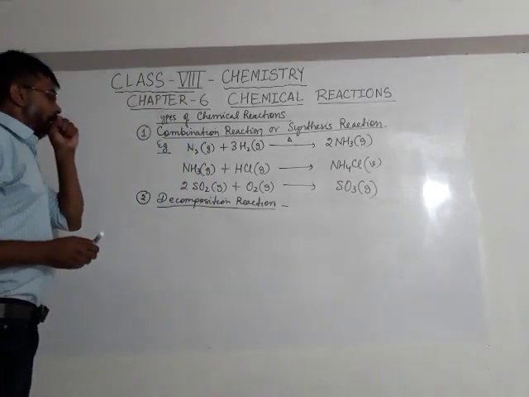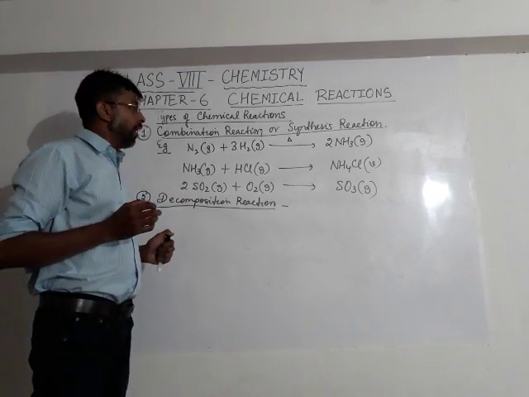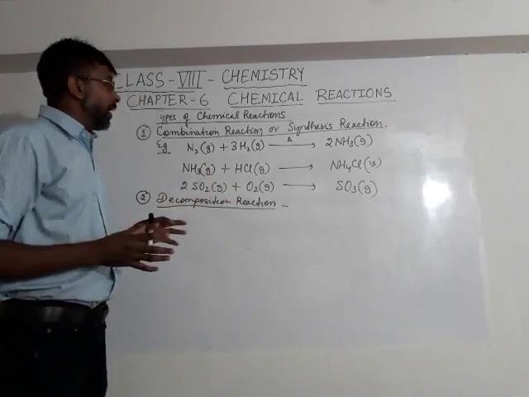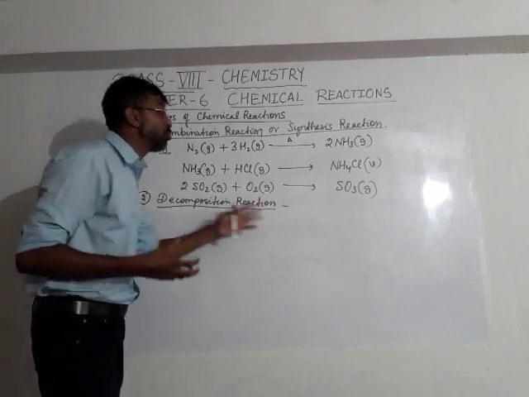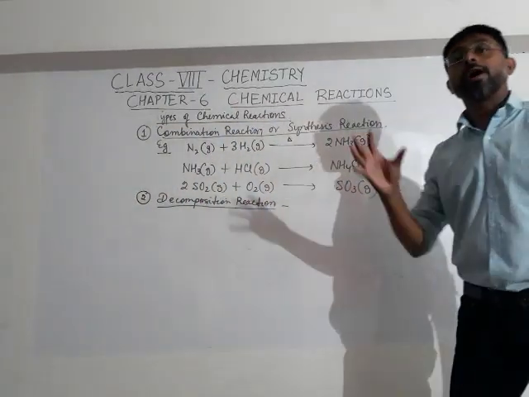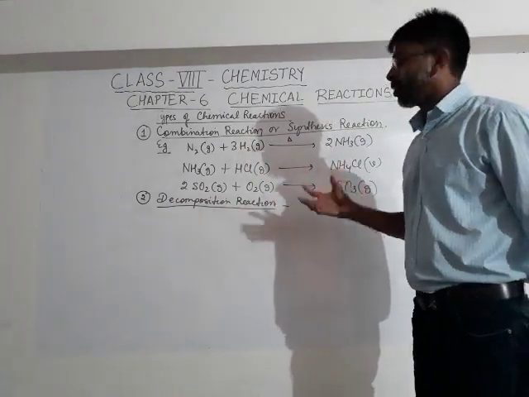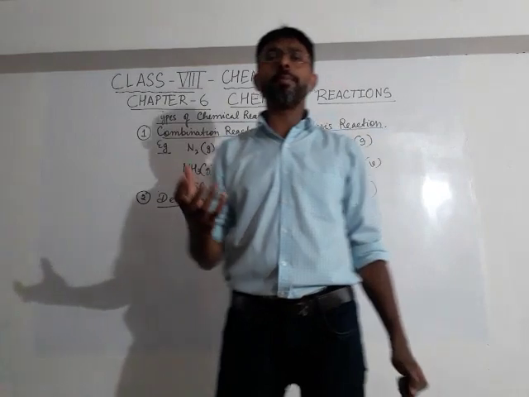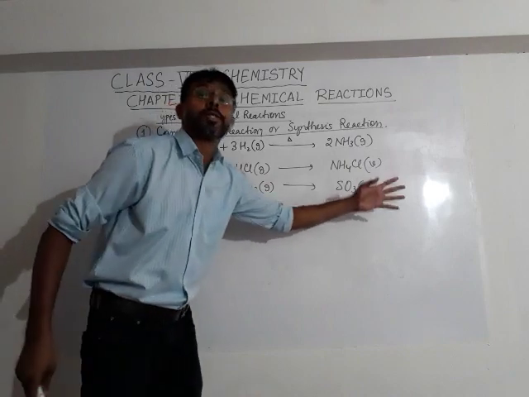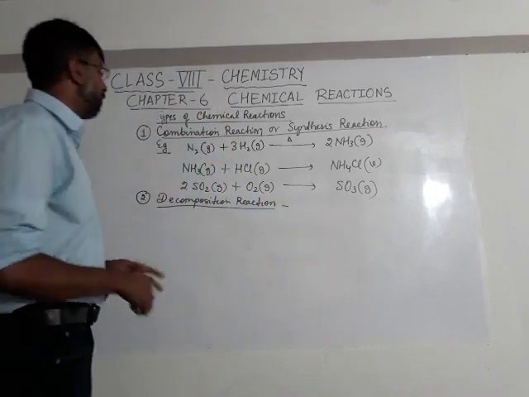Now what is a decomposition reaction? A decomposition reaction is a reaction in which a compound which is made up of two or more elements decomposes, breaks down into two or more simpler substances. A decomposition reaction is a reaction in which a complex compound containing more than two elements, by the action of heat or maybe by the action of light or maybe by the action of electricity, breaks down into two or more simple substances. Means it can form elements also, it can form simple compounds also. So that is a decomposition reaction.